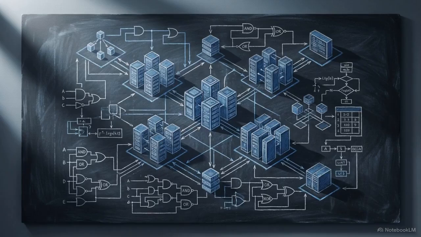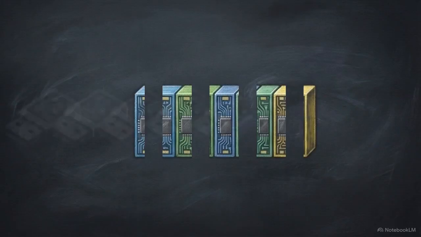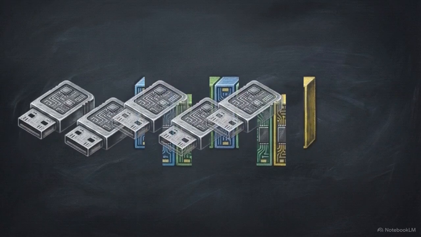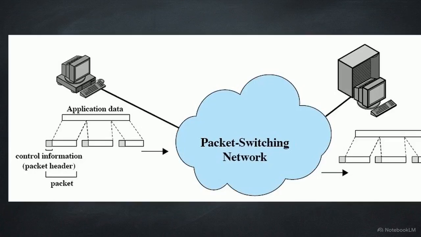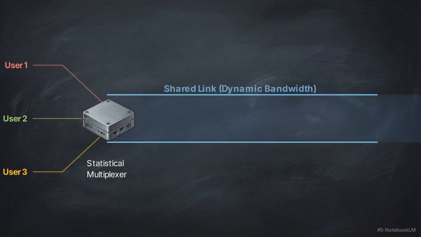The engineering response to bursty traffic was datagram packet switching. Datagram packet switching is a routing model where messages are divided into chunks, and each chunk is treated as an independent entity by the network. This diagram shows the core mechanic. Application data is broken down into discrete, self-contained blocks. Because these blocks are no longer traveling down a dedicated pipe, each packet requires its own control information header to reach the destination. This enables statistical multiplexing.